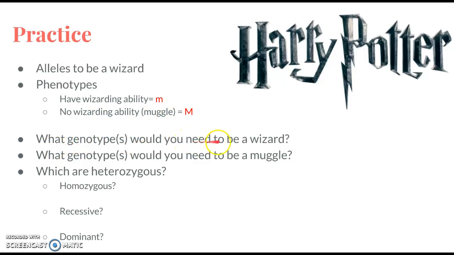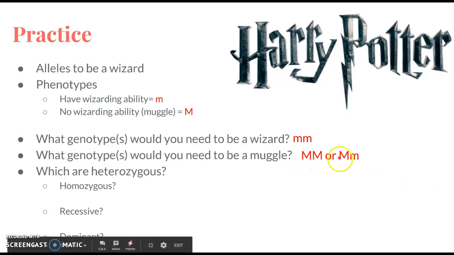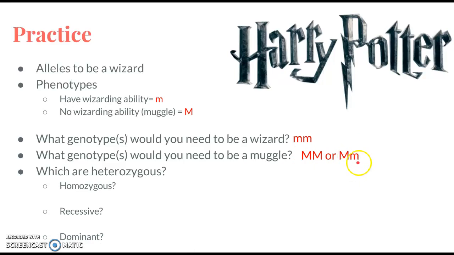So what genotype would you need to have to be a wizard? Think about it. The only way that you can become a wizard is if you have the lowercase m, because if that capital M is there, it will overpower it and you'll be a muggle. So what genotypes would you need to be a muggle? Think about it. You have two options. You could have capital M, capital M, or capital M, lowercase m. That lowercase m is there, and that's what we need to have wizarding ability, but this one overpowers it completely.